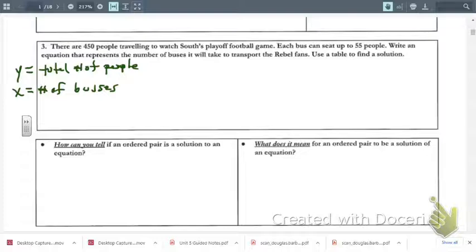Okay, so we can write an equation for this problem. So the total number of people, so our y, is going to equal, now how many people can fit on each bus? It says 55. So y is going to equal 55 times x. So 55 times the total number of buses can give you the total number of people that can be transported.